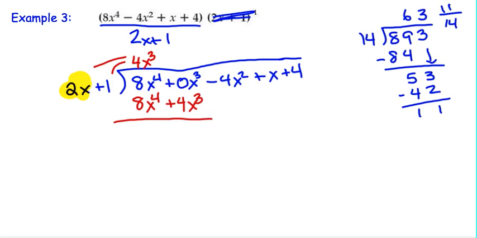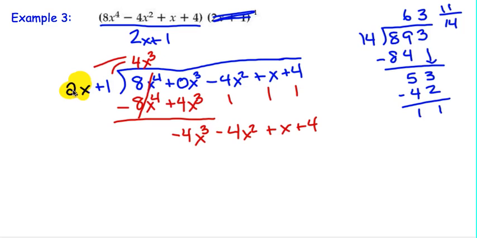I do my subtraction. These cancel. And now you can see right here, this is why I need to fill in my 0x cubed. If I didn't fill in the space, I would be trying to subtract x cubes from x squared. So I have to fill in my placeholders with all of my exponents. So I take 0 minus 4, and that gives me negative 4x cubed. Then I bring down the rest of this. So it's minus 4x squared plus x plus 4.